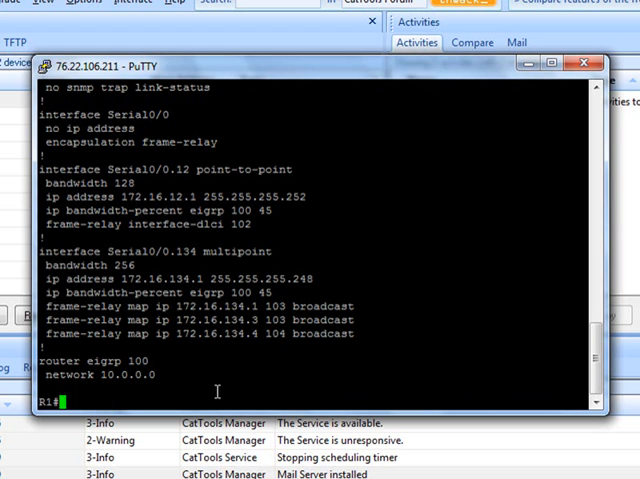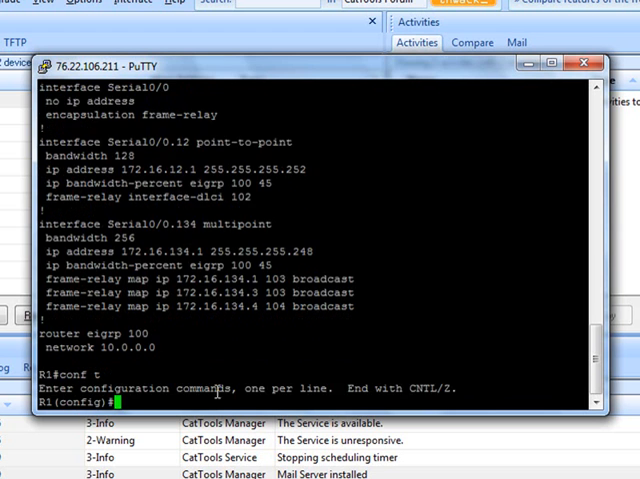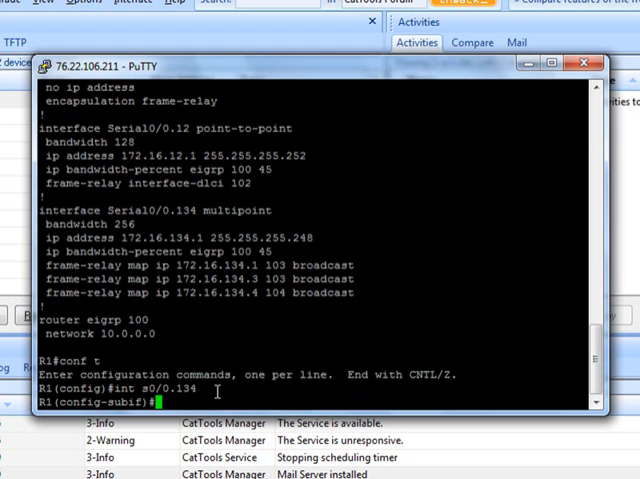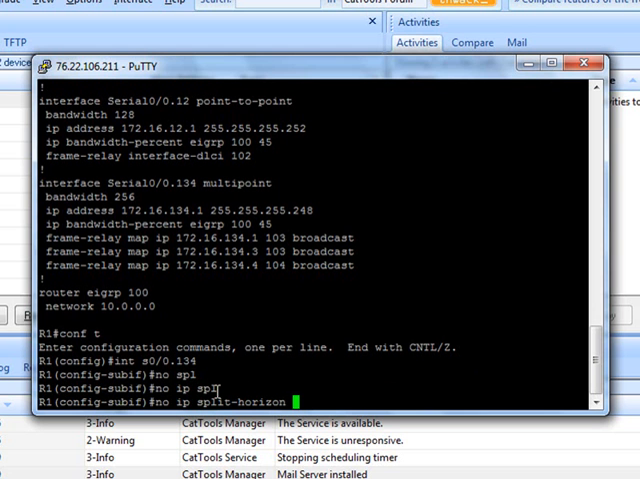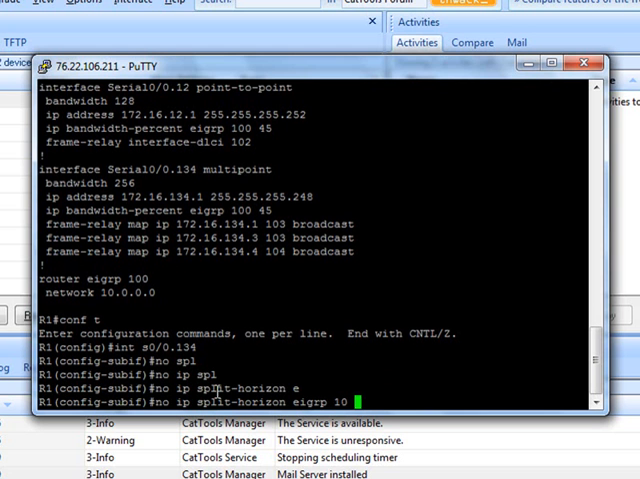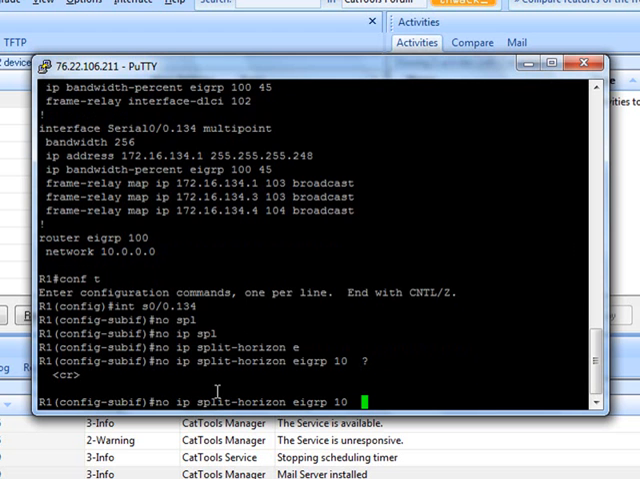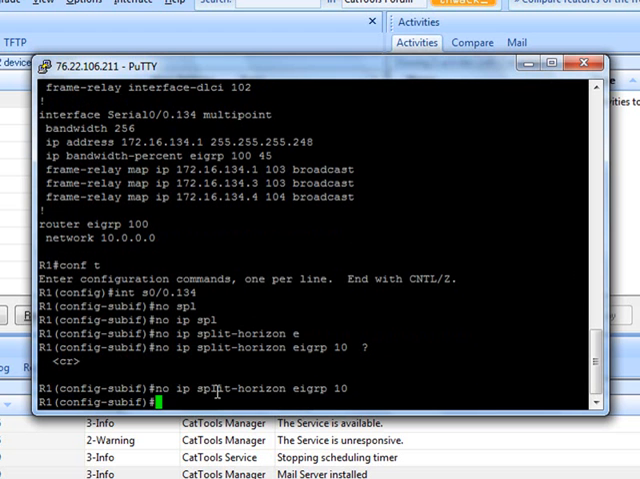So what we want to do right now, configure terminal, interface serial 0/0.134. This is only in the case of multi-point interfaces. Point-to-point interfaces are treated like point-to-point links. So I'm going to do no IP split horizon EIGRP 100. Once you do this, you'll notice the neighbor relationship is going to drop.